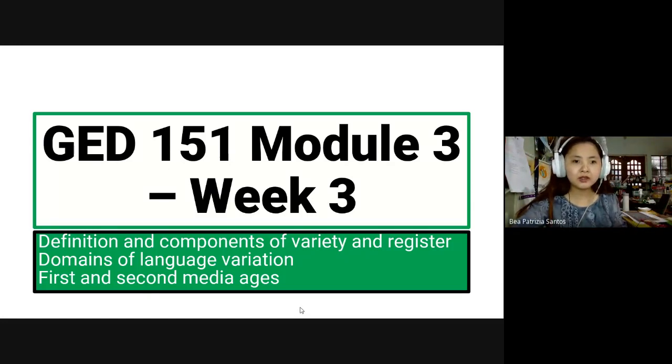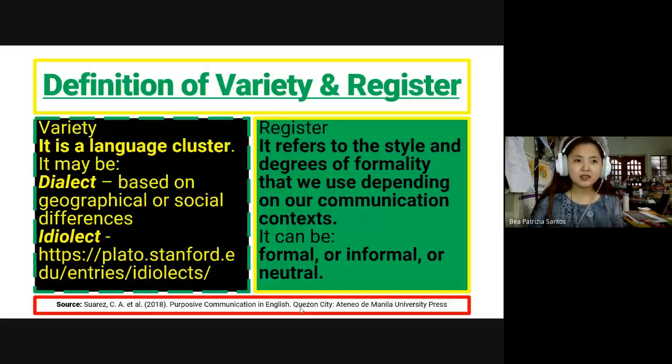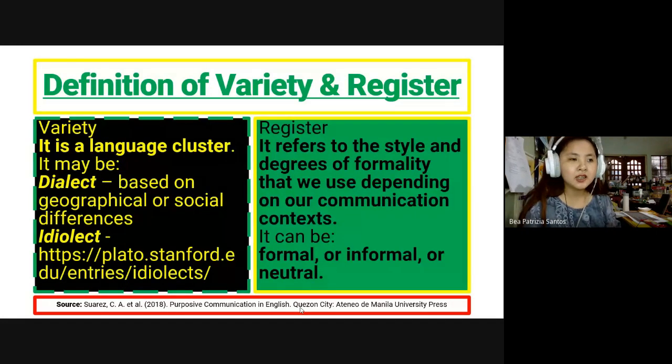Let's have our third module, the last module for today. Let's start with the definition of variety and register. When we say variety, these are language clusters or groups. In a group, the group can be classified as dialect. When we say dialect, based on geographical or social differences, how will a language become a dialect?